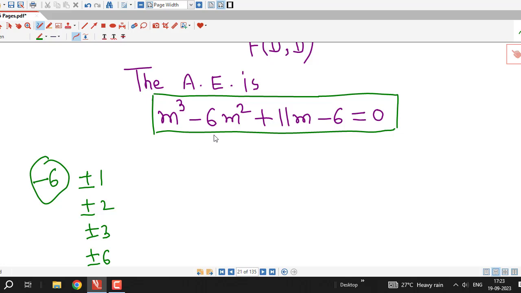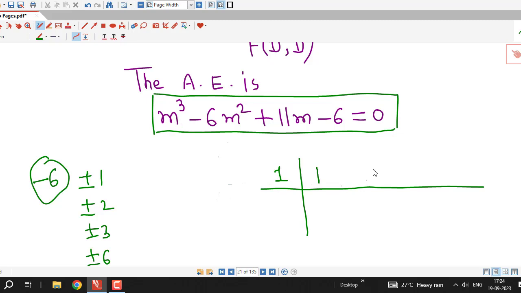Suppose I take m equal to 1 in this equation, then I will have 1 minus 6 plus 11 minus 6, that is 11 plus 1, 12 minus 6, that is 0. This means if we take m equal to 1, this equation is satisfied. Therefore, m equal to 1 is one possible root of this equation, and using synthetic division we can decide the two other roots. For that we put m equal to 1 here, and on this side we write coefficients starting from the highest power of m.